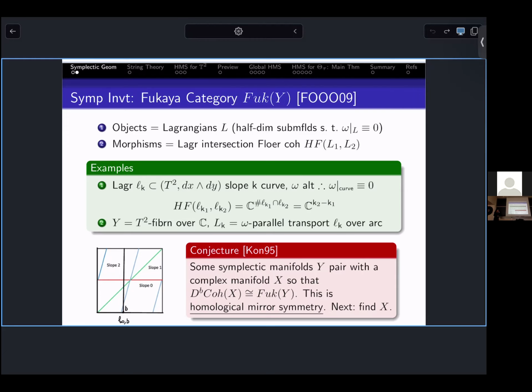So the conjecture Kontsevich made at the 1994 International Congress of Mathematicians was that for a symplectic manifold Y compared with a complex manifold X, the bounded derived category of coherent sheaves on X is equivalent as categories to the bounded derived category of the Fukaya category of the symplectic manifold. So this is the homological version. And I'd like to talk about how we find this X next.